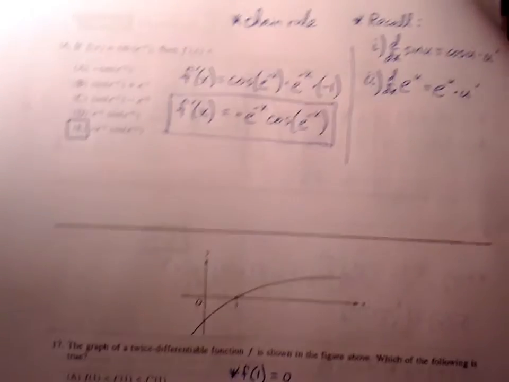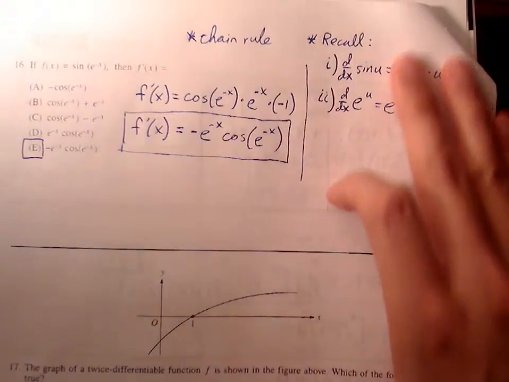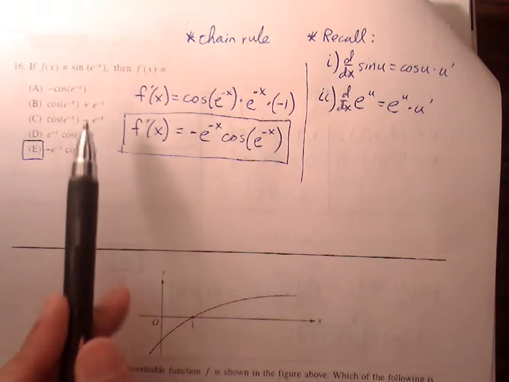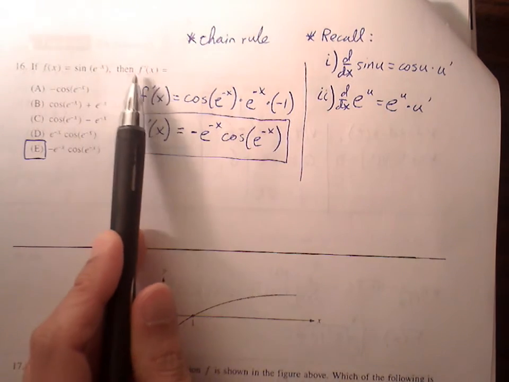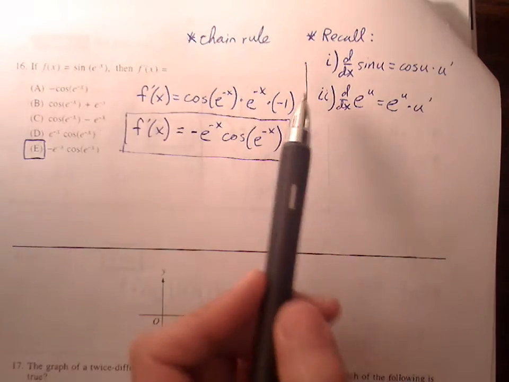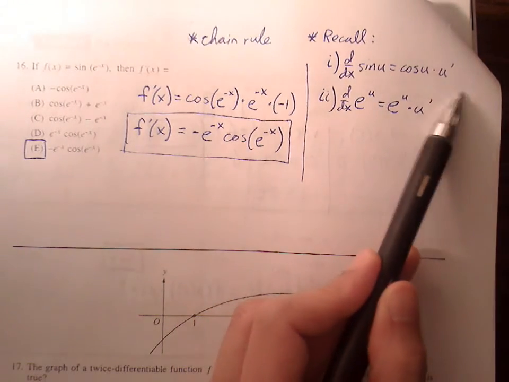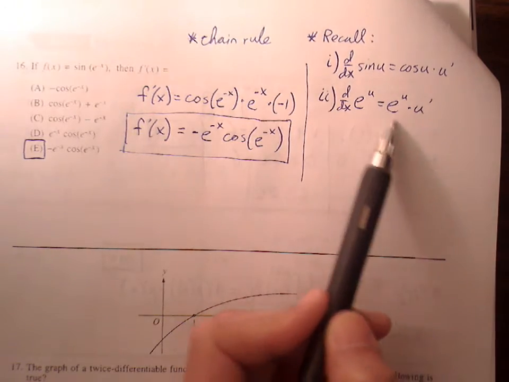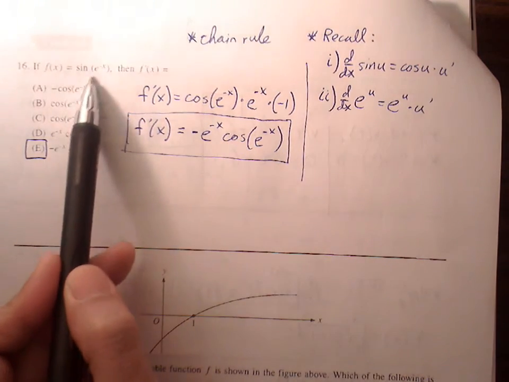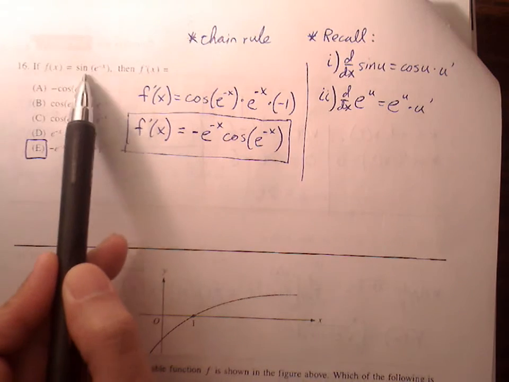Okay, number 16. We have f of x equals sine of e to the negative x. It says find f prime. A couple of reminders: the derivative for sine of u is cosine of u times u prime. The derivative for e to the u is e to the u times u prime. So this is a chain rule: outside's derivative times inside's derivative.